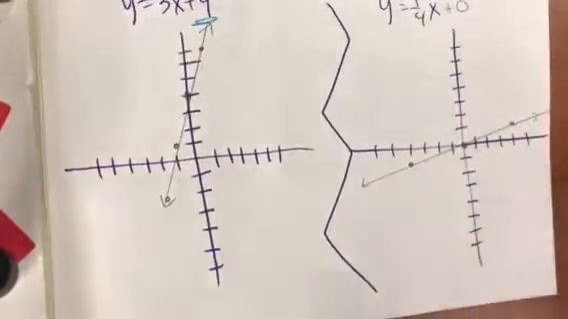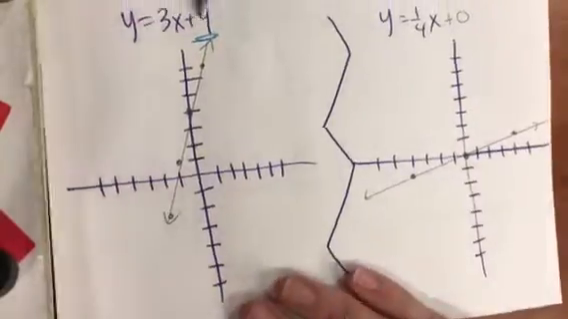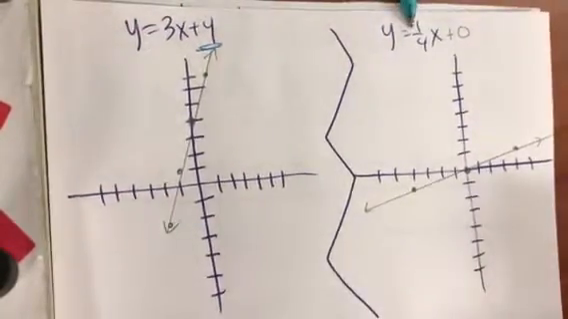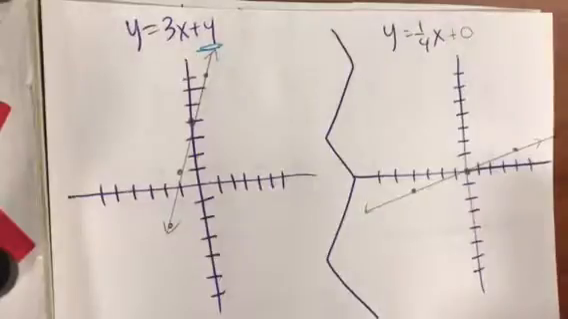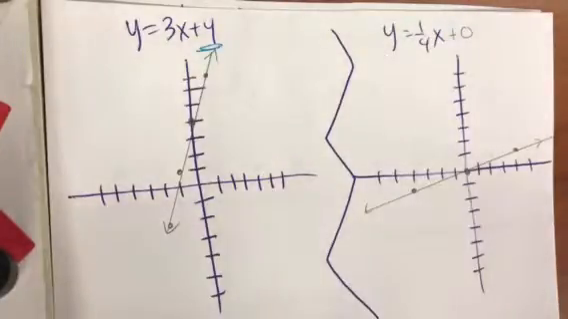So just remember that the bigger your number, the steeper your hill or your line. The smaller the number or the slope, the less steep it is. So bigger number, bigger steepness. I'm glad it's not the opposite. Bigger number, bigger hill.